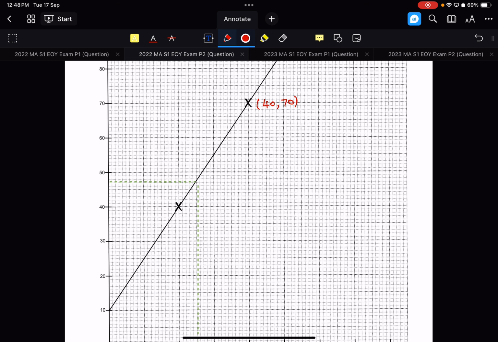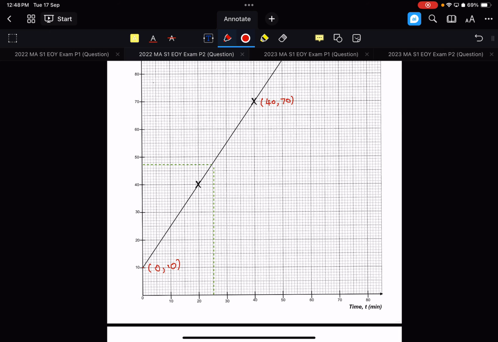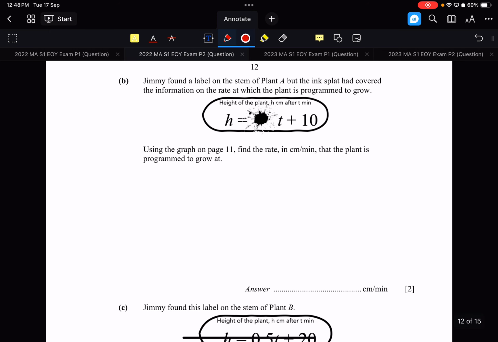Let's change the color here, maybe red. Over here is 40, 70. So this is 40, 70. And maybe we can use this point over here. This point here is 0, 10. So based on these 2 points, we can find the gradient. The gradient m is equal to 70 minus 10 over 40 minus 0, which is equal to 1.5. So 1.5 cm per minute.